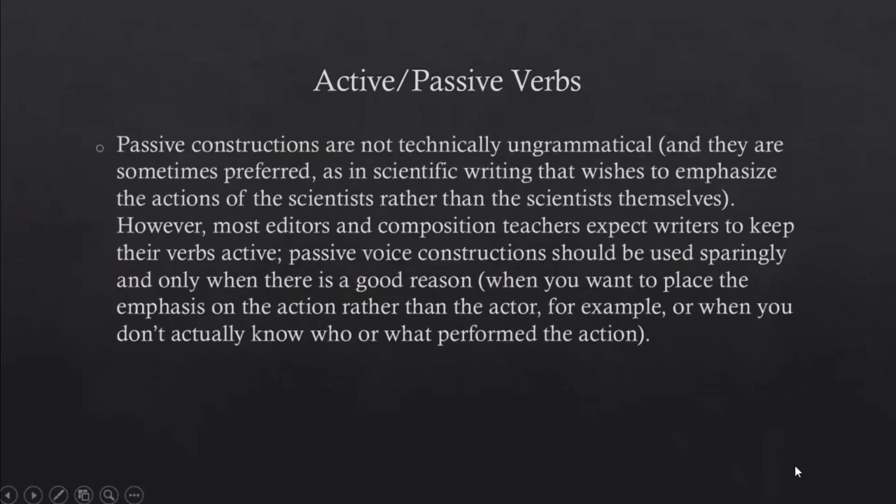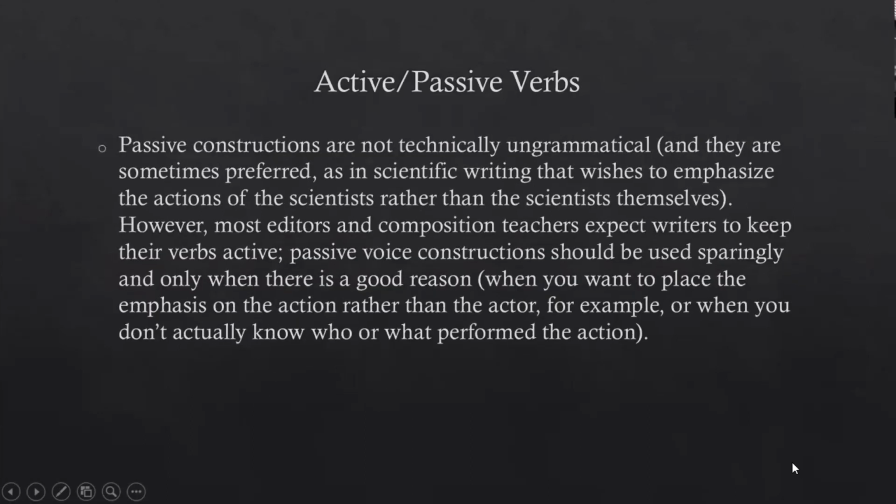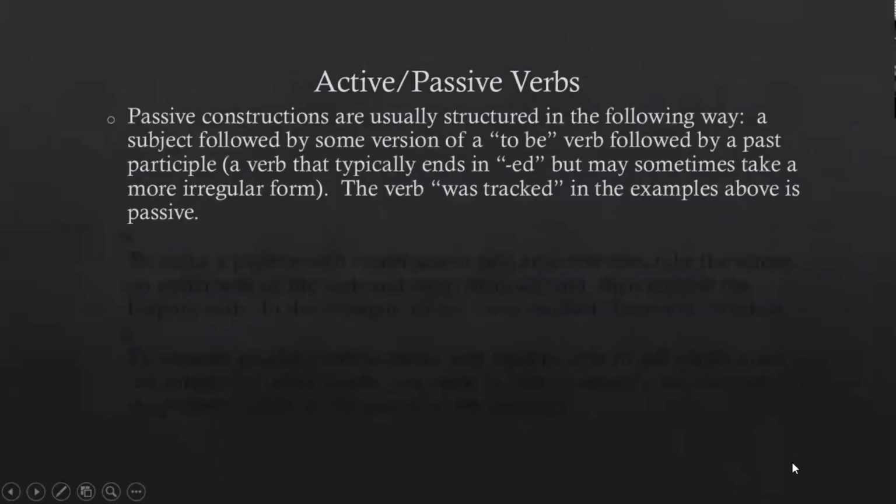Passive constructions are not technically ungrammatical. Most editors and composition teachers do expect you to keep your verbs active. Passive voice constructions should be used sparingly and only when there's a good reason. So there you go. When you want to place the emphasis on the action rather than the actor, or when you don't know who's performing what. Just a little bit more. Passive constructions are usually structured in the following way. A subject followed by some version of a to be verb followed by a past participle, a verb that typically ends in ed most of the time, but could look somewhat different. In the example we just saw, it was tracked.